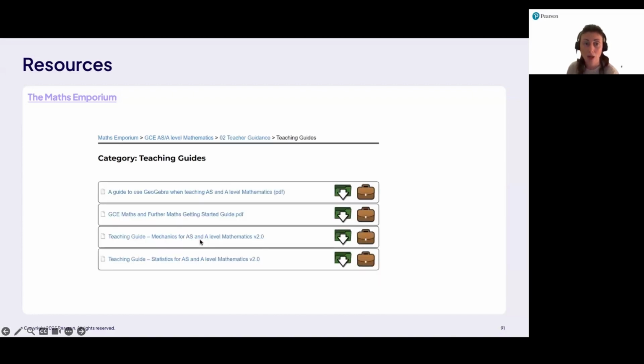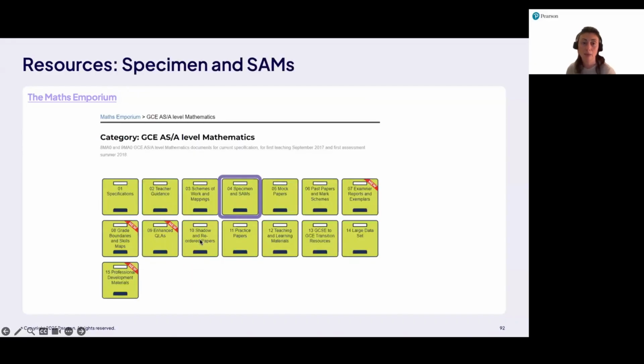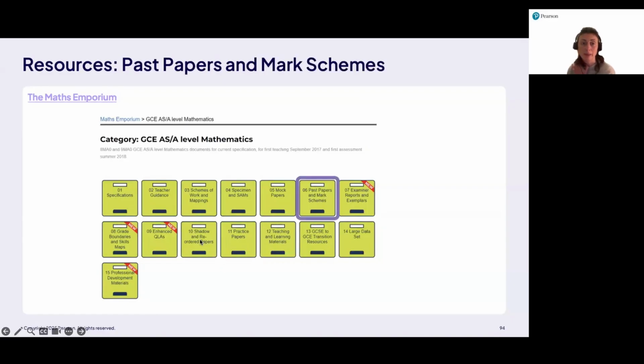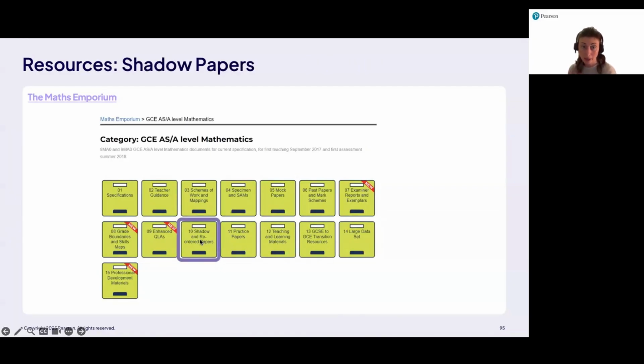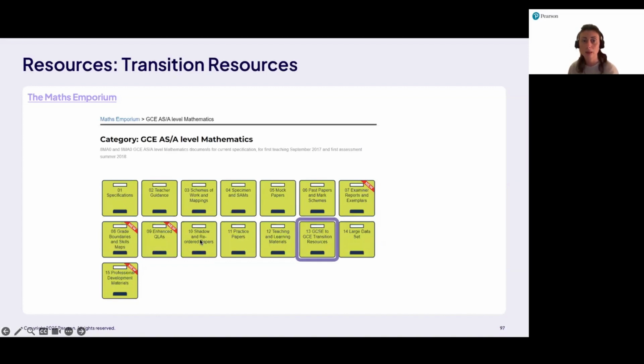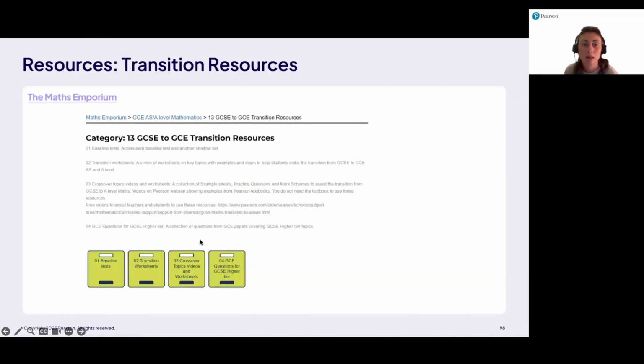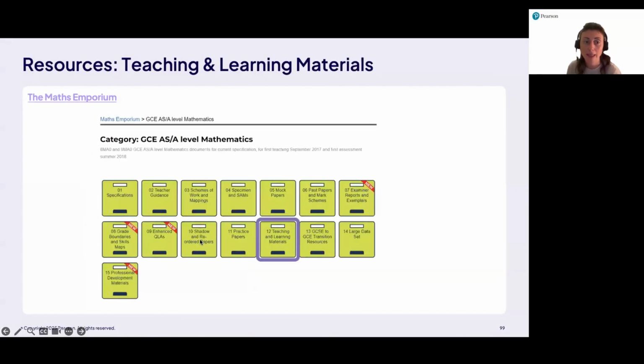You can look at teacher guides, specimen and sample assessment materials, practice papers, past papers and mark schemes, shadow and reordered papers. So if you're trying to assess your students on whether they've improved over time on the same types of questions. Examiner reports and exemplars. That's what I've been talking about in my most recent example. GCSE to GCE transition resources. I mentioned that right at the very beginning. That's just inside that cabinet, what you can find.